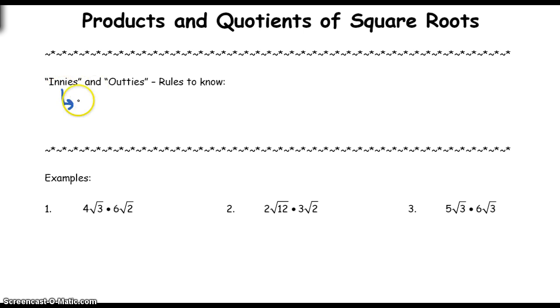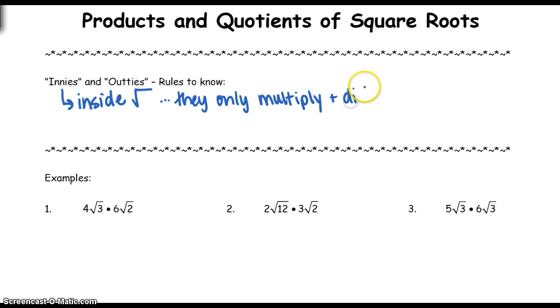An innie is inside a radical. I call that an innie. If it's inside the radical, it's an innie. And they only multiply and divide with other innies. Okay, they only multiply and divide with other innies.